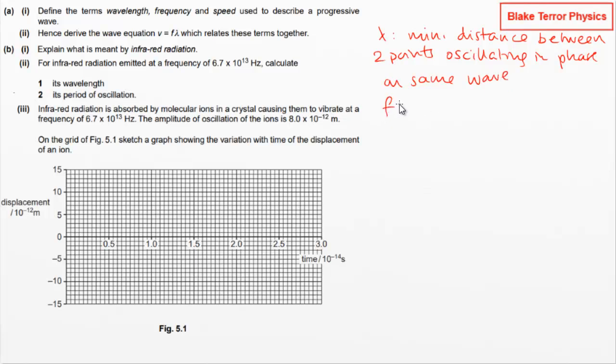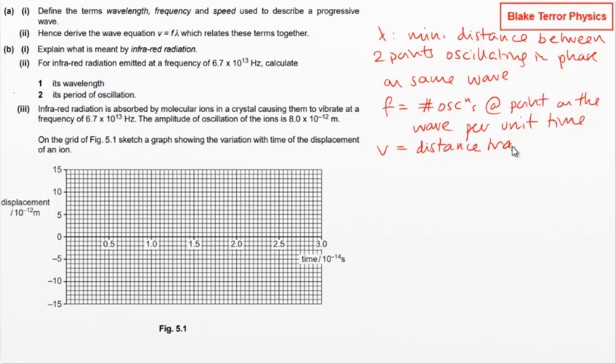Frequency is the number of oscillations at a point per unit time. So number of oscillations at a point on the wave per unit time. And then speed. So the speed is going to be the distance traveled by the wave per unit time.